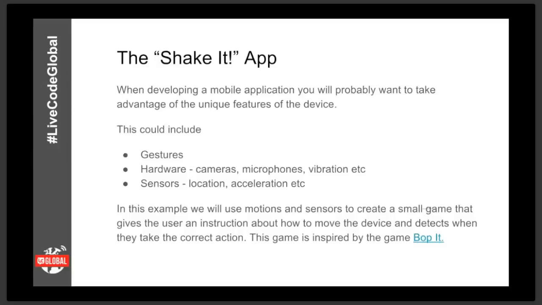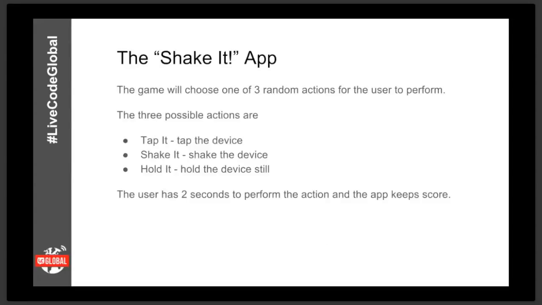So welcome back to the beginners course at LiveCode Global, and in this session we'll be creating the Shake It app. Now when you're developing a mobile application, you'll probably want to take advantage of all the unique features of the device. So this could include using gestures, using the hardware that's provided as part of the device, and using the sensors. So we will be using the sensors and the motions to create a small game that gives the user an instruction about how to move the device and then detects when they take the correct action.